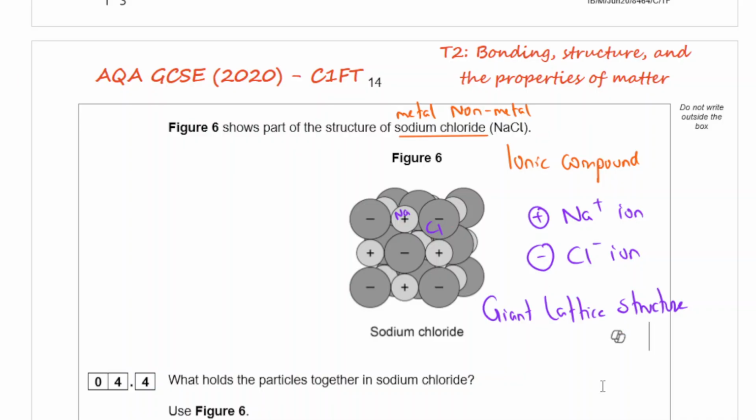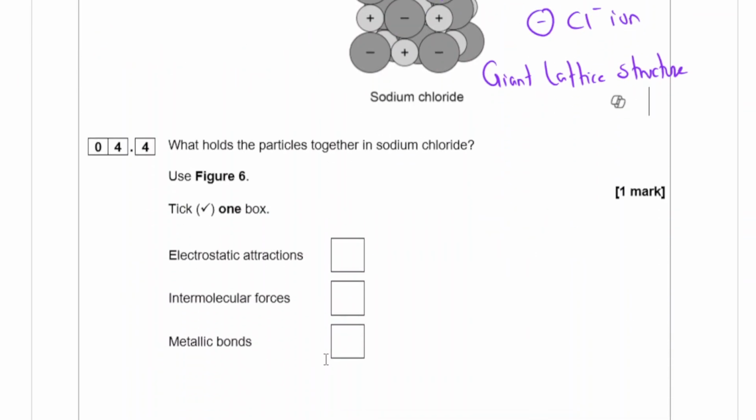Right. What holds the particles together in sodium chloride? That would be electrostatic attractions between the positive and negative ions. Let me get rid of that. Intermolecular forces, right? They usually are between covalent molecules. Metallic bonds, that's between metals.